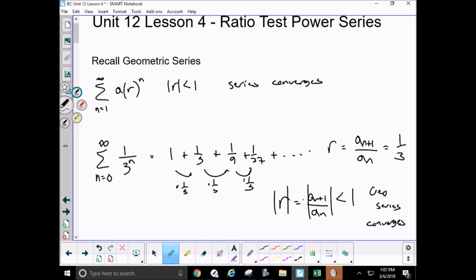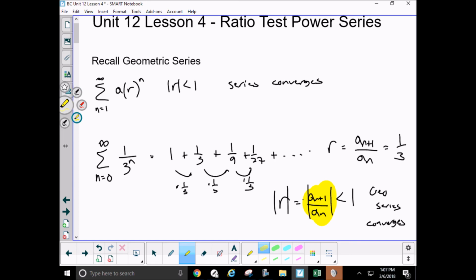Okay? Well, the ratio test is pretty much that, only it enables you to look at certain series that cannot be expressed geometrically, but to be able to evaluate their convergence or their divergence by looking at this ratio.